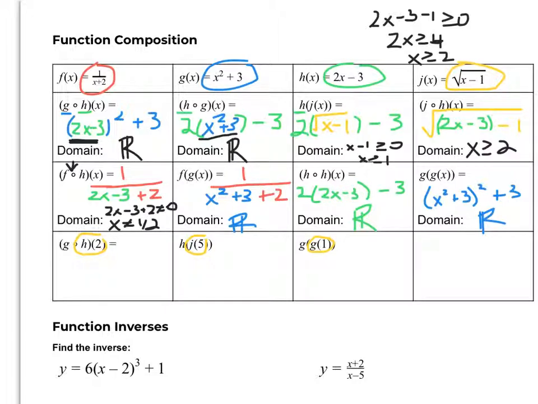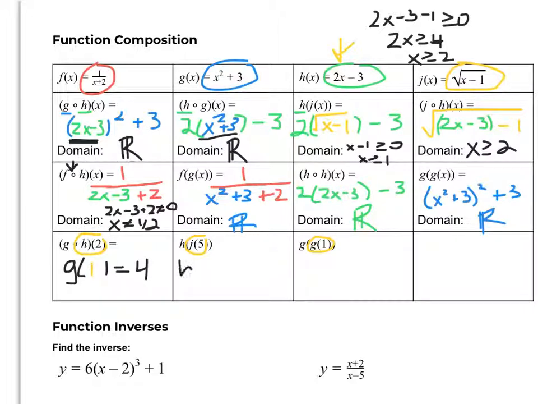So h of 2, plug into h, 2 times 2 is 4, minus 1 is 3. So now I want to find g of 3. And when I plug 3 into g, 3 squared is 9, plus 3 is 12.